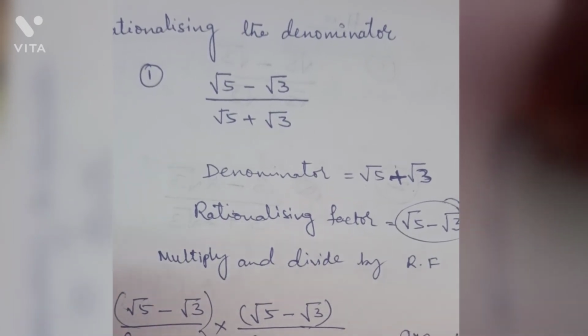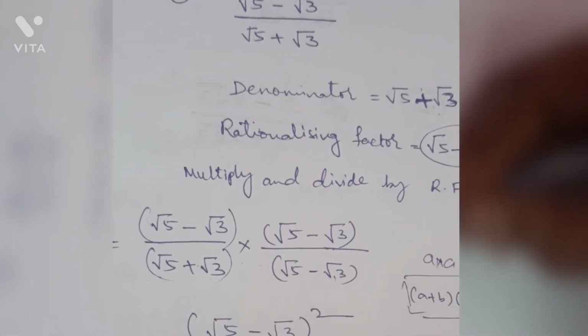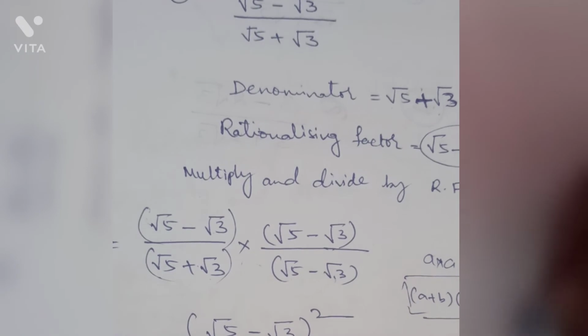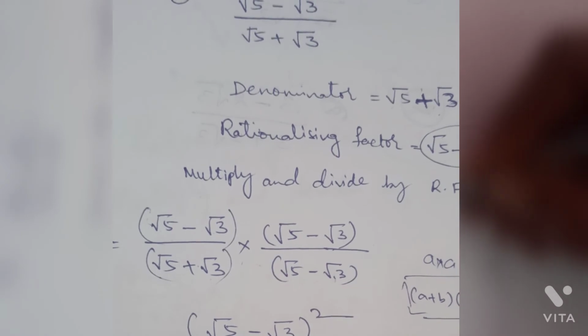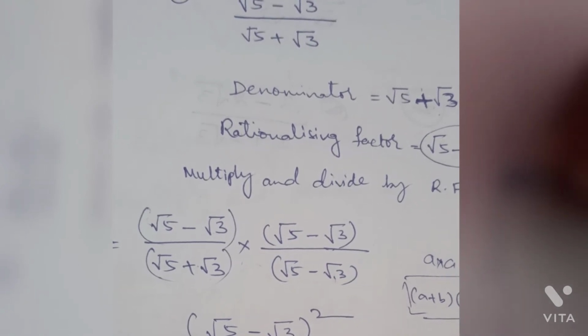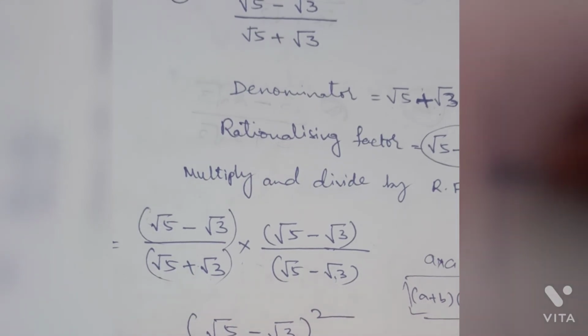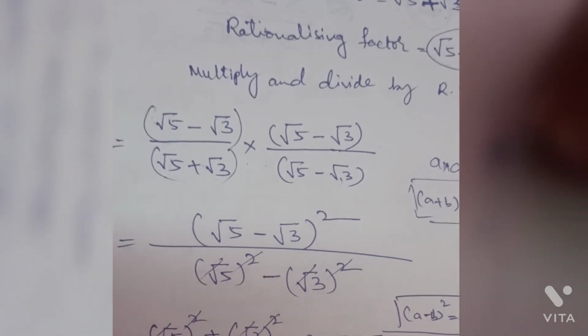2 into root 5 into root 3, divided by, while simplifying, square and root cancel. So what's remaining in the denominator? 5 minus 3. The same in the numerator: square and root cancel, a square is 5 plus b square is 3 minus 2 into, just multiply under the root, root 5 into 3, divided by 5 minus 3. 5 minus 3 is 2. For more simplification, 5 plus 3 is 8 minus 2 root 15, divided by 2.